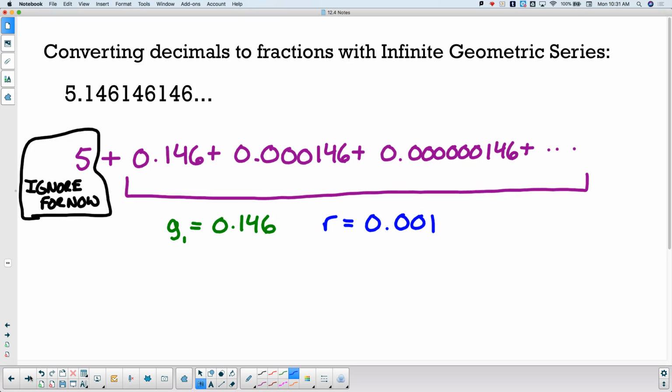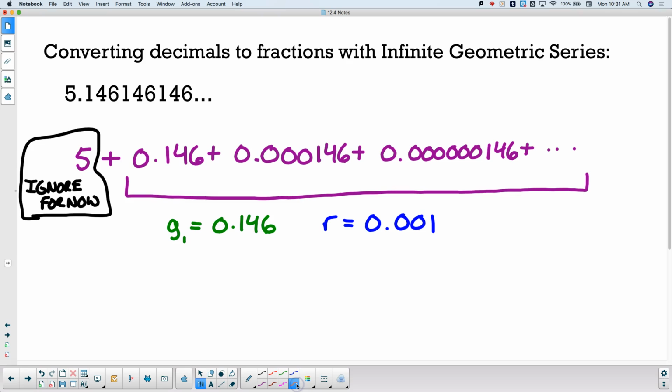The number of digits after the decimal place in your R value is the number of digits that you are repeating. Always. Every time. And twice on Sundays. Alright, so we got that.